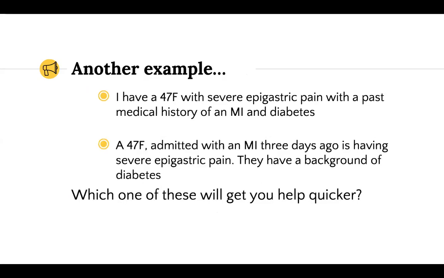Another example would be, I have a 47-year-old female with severe epigastric pain with the past medical history of an MI and diabetes, versus a 47-year-old female admitted with an MI 3 days ago is having severe epigastric pain. They have a background of diabetes. Which of these two do you all think would get you help quicker? So I'd ask if you can just put some comments in the chat.